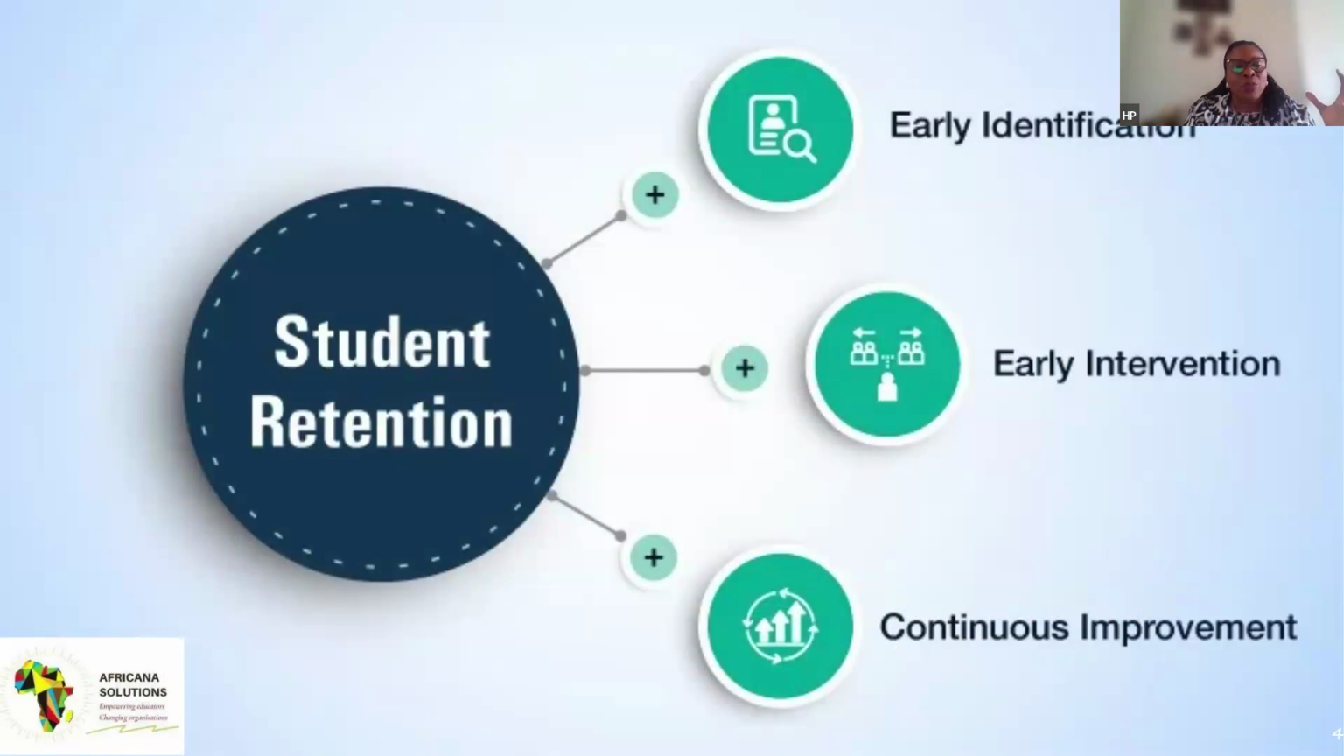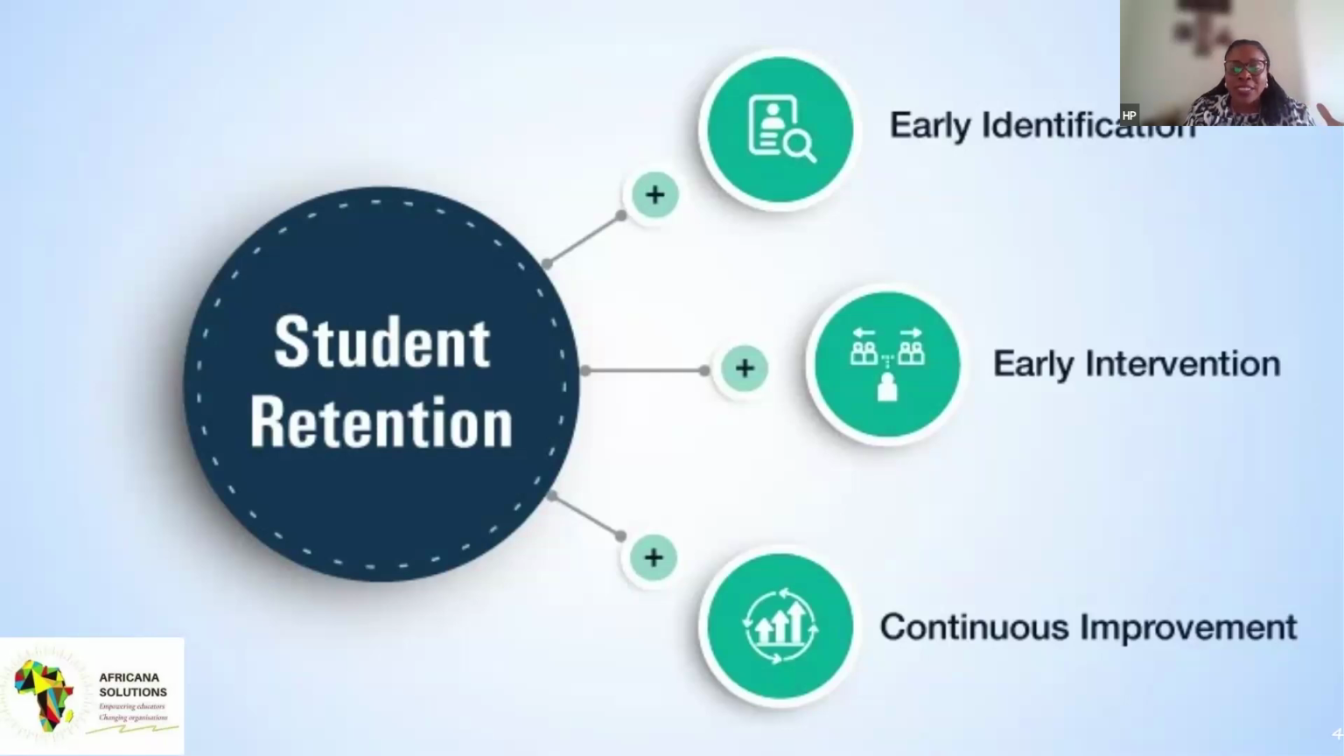As a school leader, you must always keep your eyes on the numbers. We are getting ready to start the school year. The numbers are very important to you. Now, the question you're going to ask yourself is, how many students returned? What made them not return? So early identification is what will help you. Early intervention is what is going to help you.